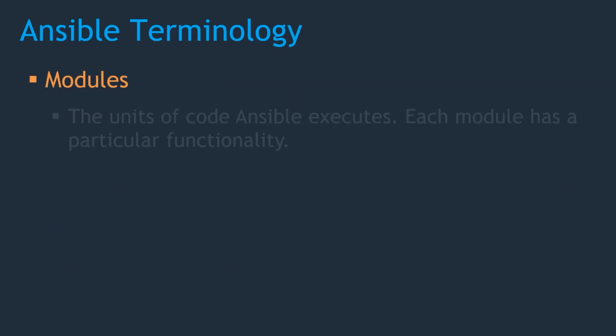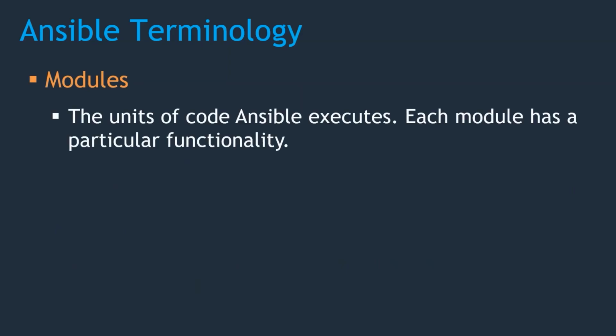Next, modules. A module is the unit of code Ansible executes. It is an Ansible executable code kind of thing. Each module has a particular functionality. If we use that module, we are going to get some feature. Just a quick example, assume that I want to copy a file from my Ansible system to another location. Then I can use a module called copy. Copy is one of the modules that comes with Ansible.